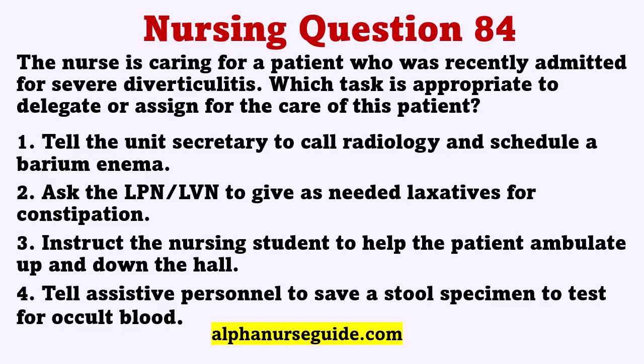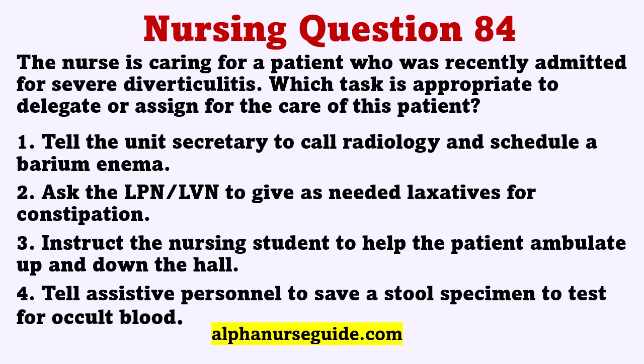The correct answer is 4. Tell assistive personnel to save a stool specimen to test for occult blood. Rationale. Diverticulitis can cause chronic or severe bleeding, so if there is no obvious blood, the stool may be tested for occult blood. A barium enema is not usually ordered because of the danger of perforation. Laxatives and ambulation increase intestinal motility and are to be avoided in the initial phase of treatment.